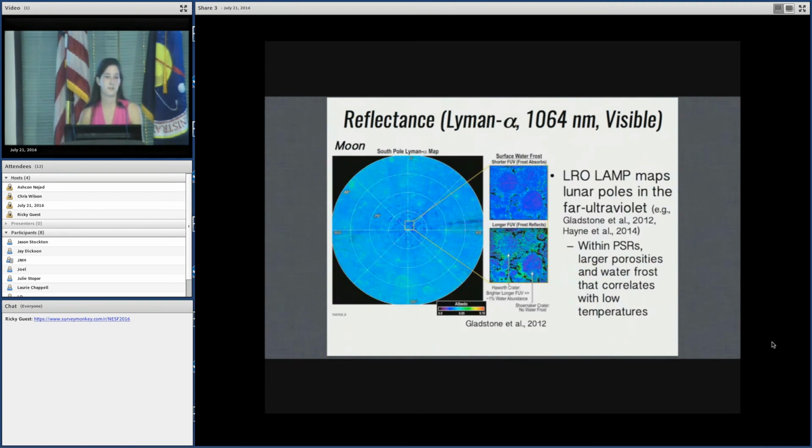We also have reflectance measurements of the surface of the moon. So this is a map from a LAMP product where they used far ultraviolet wavelengths to map the surface. And again, the story for the moon is not as clear. This data was used to suggest that perhaps the water ice manifests on the surface of the moon as more of a water frost.